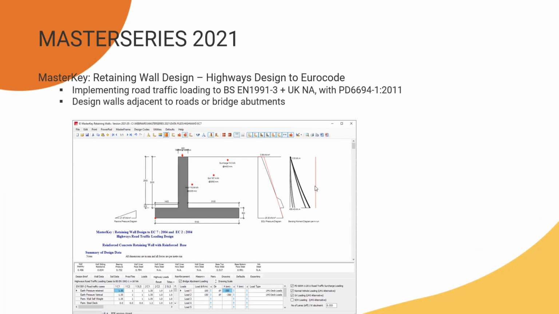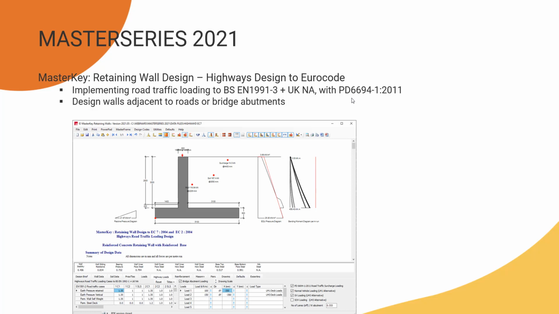Our Master Key retaining wall module now sees the introduction of highway design to Eurocode. We've had highway design to the British standard for quite a number of years, and the Eurocode equivalent is now available, and there are various parts of the Eurocodes which cover the highways design. Primarily the loading aspect is the thing that's different, and it comes from BS EN 1991 Part 3, specifically with the UK National Annex, I should say, because it does actually make quite a bit of difference to the loading cases that are produced and applied.